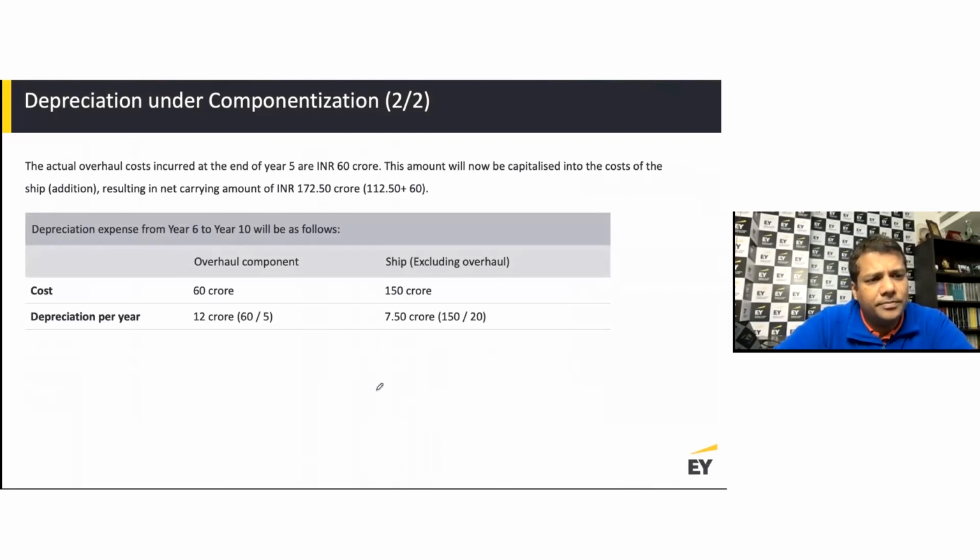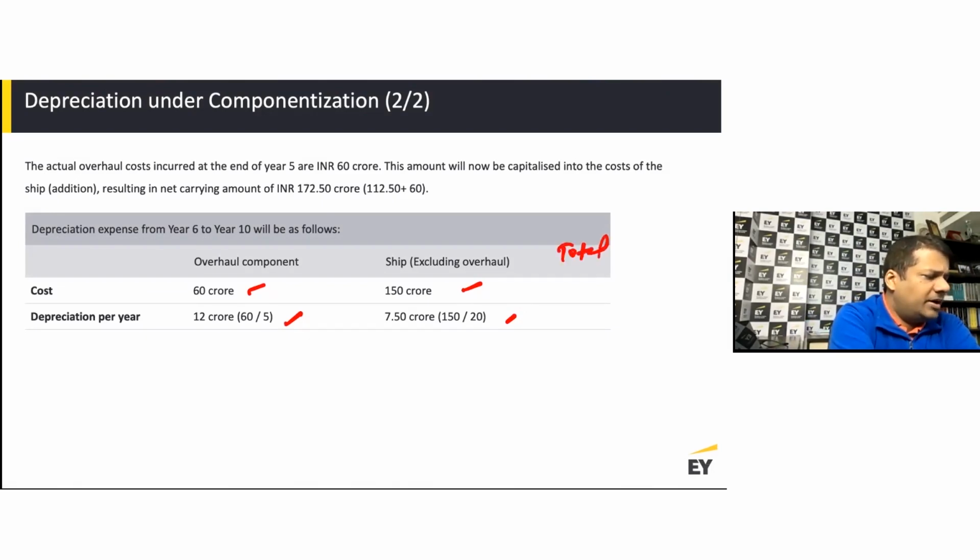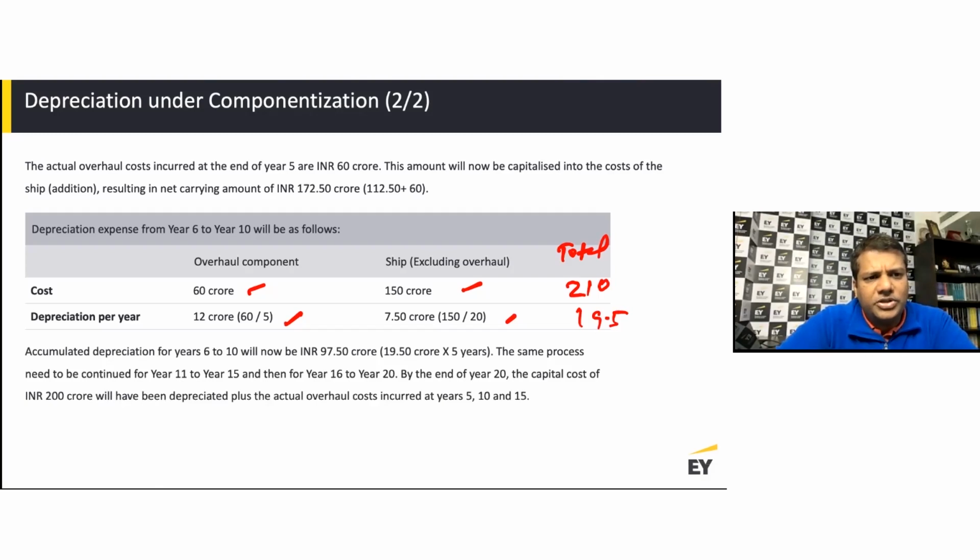Here we are focusing on this. So the cost is 60 crore, here it is 150 crore, and then I'm going to depreciate over 5 years. When I look at the total here, it has now become 210 crore, and my depreciation has increased to 19.5 crores. Okay, that is what is happening here. So accumulated depreciation for year 6 to 10 now will be 97.5 crores. The same process needs to be continued for 11 to 15, and then 16 to 20.